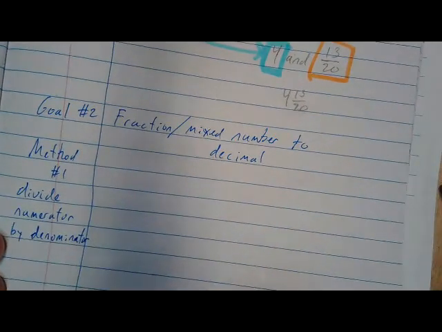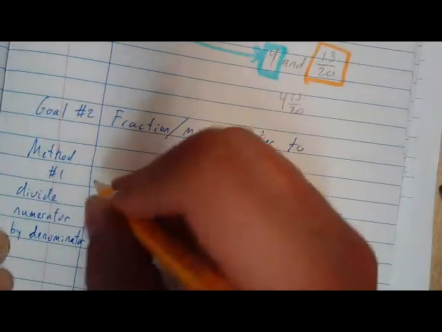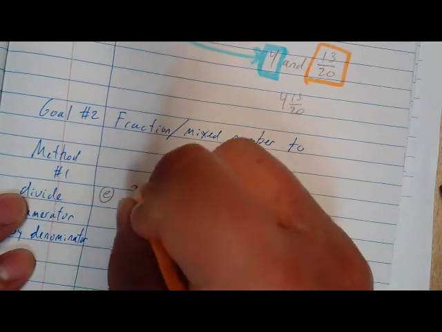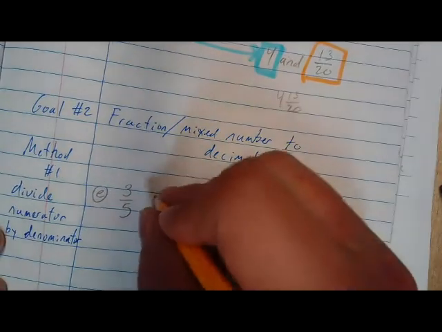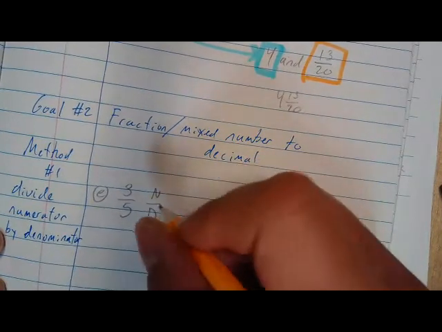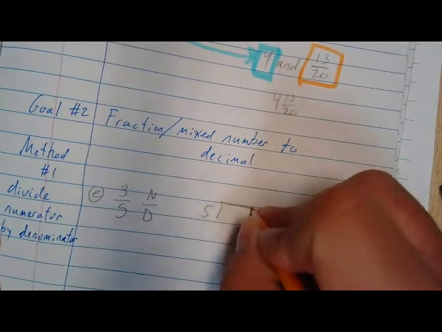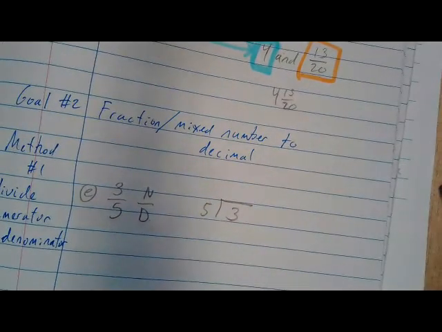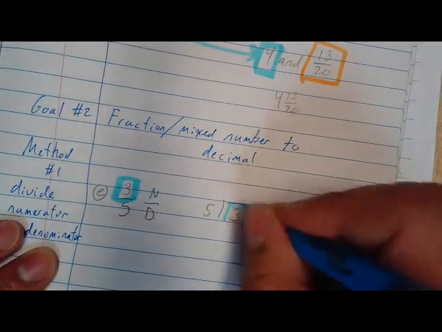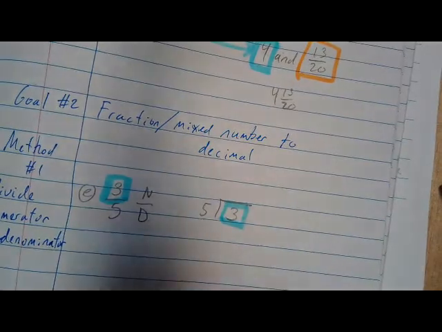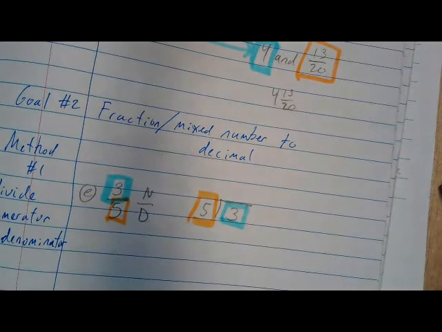Oof, okay. All right, we have letter E. 3/5. The numerator is 3, and denominator is 5. We're going to divide this by this, this by this. So really, we're going to have this. And I'm going to color code it. The 3 becomes the dividend. The 5 becomes the divisor. And we're looking for the quotient, basically.